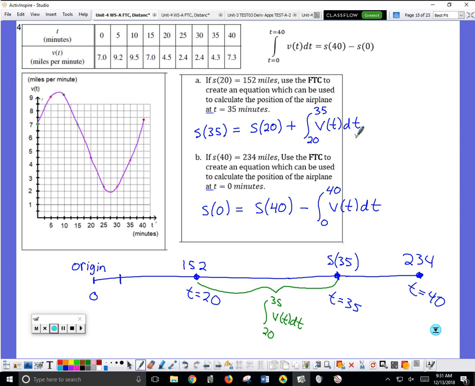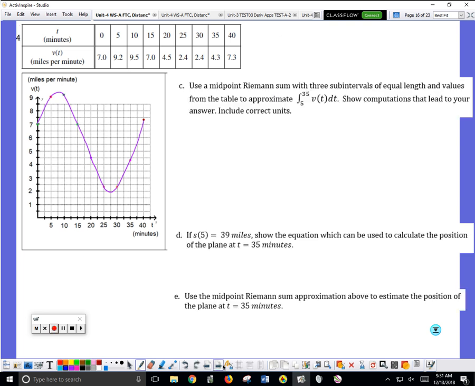When it gives you S of 40 equals 234 miles, can you just plug that in when you write your equation? You can just plug it in. Yeah, you don't need to write S of 40. Just plugging in is fine. So, 2 for Isaac. Any questions here? So, keep going on 4 then.